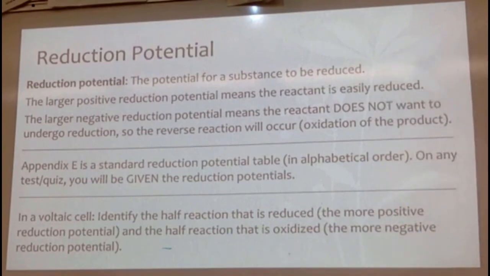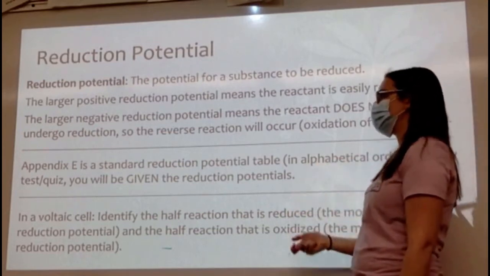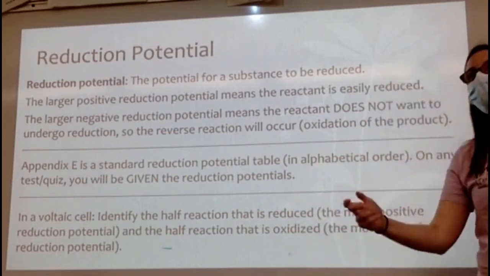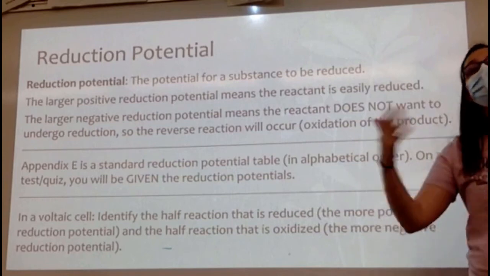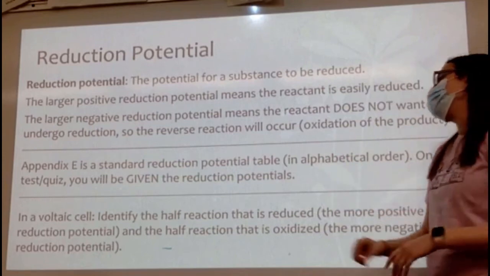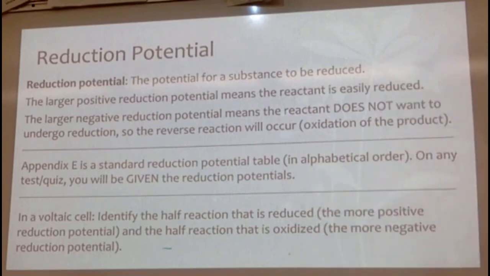So just remember that they are reduction potentials. The more positive, the more likely it is to be reduced. The more negative, the less likely it is to be reduced, and the more likely it is to be oxidized. So Appendix E has lots of standard reduction values, but they are in alphabetical order. On a test or a quiz, on the AP test, you're given the reduction potentials. And again, I'll show you what that looks like in example 1.